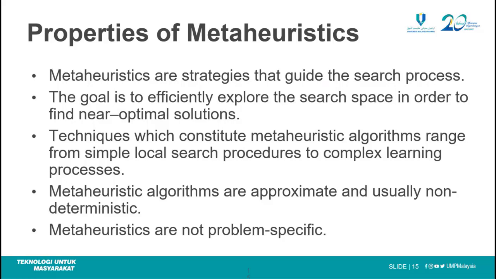Techniques which constitute a metaheuristic algorithm range from simple local search procedures to complex learning processes. Metaheuristic algorithms are approximate and usually non-deterministic. So metaheuristics are approximate approaches; they just give an approximate optimum solution, not the real optimum solution. And metaheuristics are not problem specific, which means that a metaheuristic is not developed for a particular problem. So in general, we can use metaheuristics to solve all optimization problems.